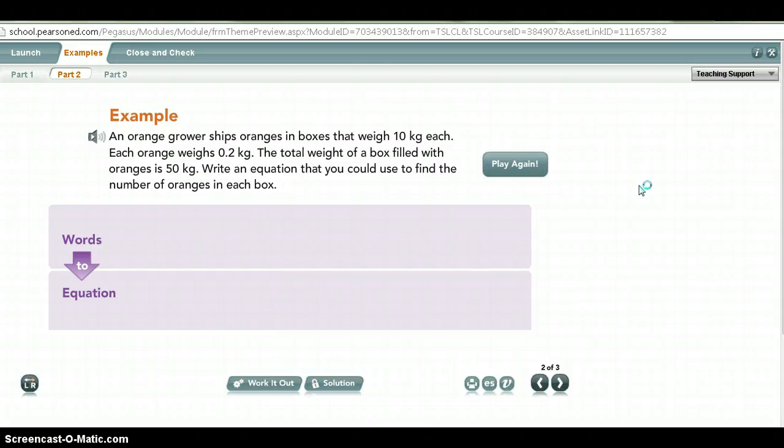Okay, so ladies and gentlemen, let's think about that. What do we know and how can we put this into words? So we know that each orange weighs 2/10 of a kilogram. We know the box weighs 10 kilograms. We know the total weight of a box filled with oranges is 50 kilograms. We want to write an equation that we could use to find the number of oranges in each box. So go ahead and pause while you try to work this out.